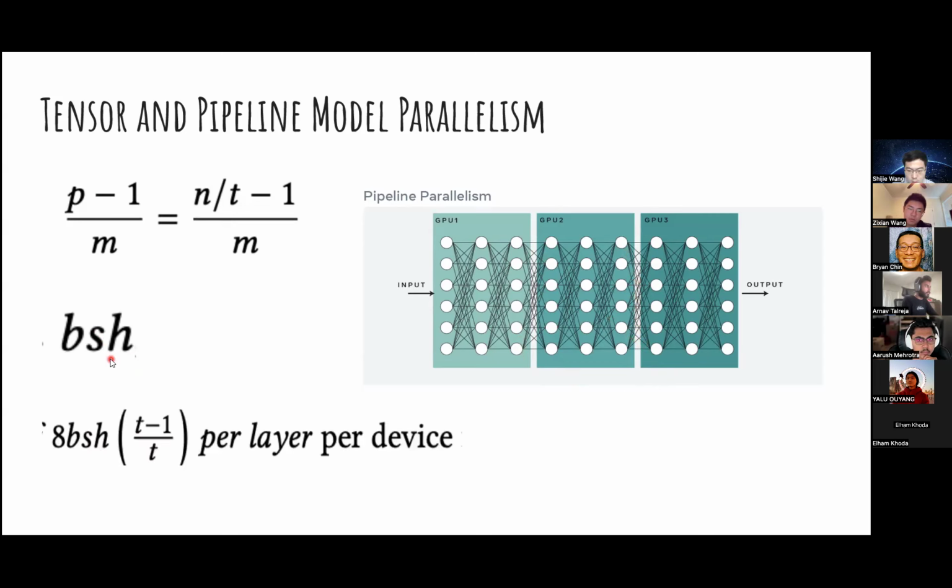Next, please. But the total number of communications that need to be performed between each GPU, for every layer, is given by 8 BSH times T minus 1 whole divided by T. Now, this is because of the all reduce function that I discussed before.